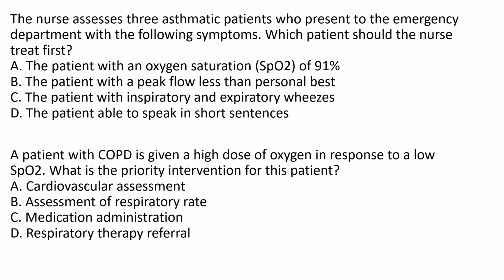Okay, next question. A patient with COPD is given a high dose of oxygen in response to a low SpO2. What is the priority intervention for this patient? A, cardiovascular assessment, B, assessment of respiratory rate, C, medication administration, or D, respiratory therapy referral.